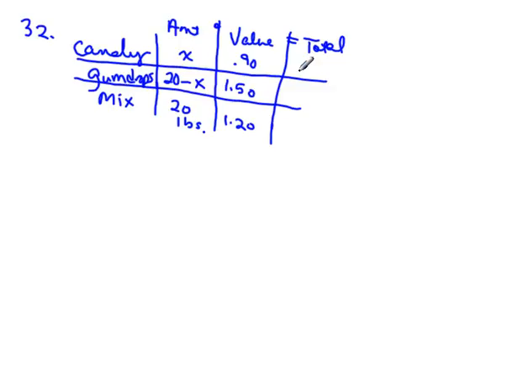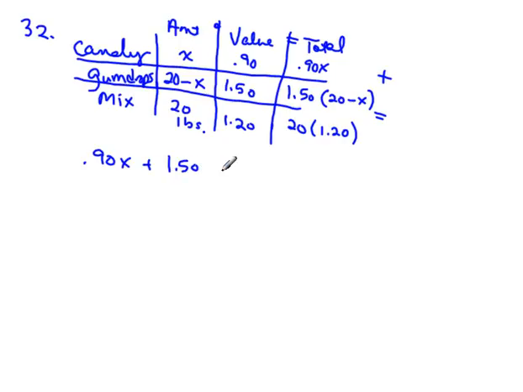So x times 0.90 is 0.90x. 1.50 times 20 minus x, put the monomial in front. And then 20 times 1.20. Remember, your equation is going to be candy plus gumdrops equals the mixture. So 0.90x plus 1.50 times 20 minus x equals 20 times 1.20. Okay, so now we just have to solve the problem.